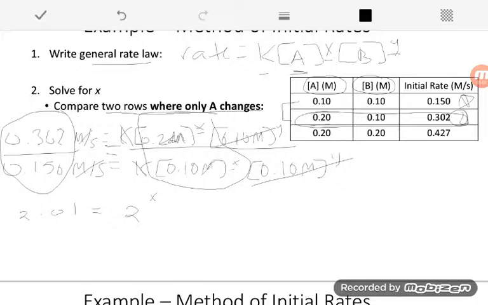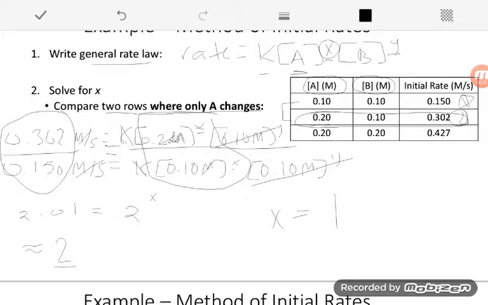So now I'm going to look at this. 2.01, that's pretty much 2, right? Within rounding, there's always a little experimental error. So I have to think about what exponent 2 raised to will give me 2. Well, pretty easy. In this case, that must be 1. Therefore, x must be equal to 1. We've solved for one of the 3 pieces.